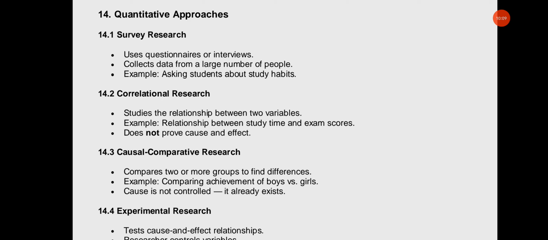Now next is correlation research. It studies the relationship between two variables. Example, the relationship between study time and exam scores. It does not prove cause and effect.